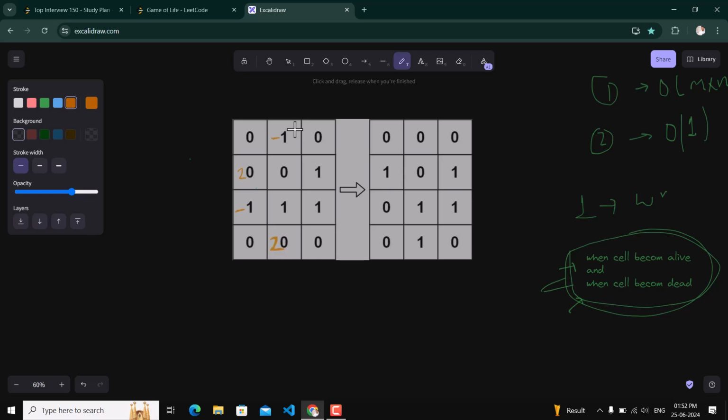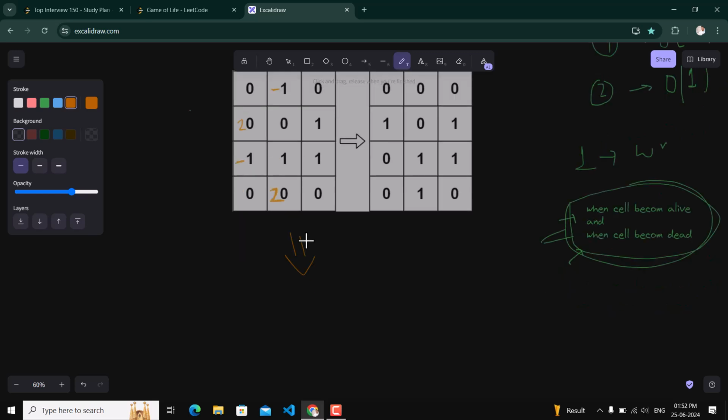So when we are done with this, in the last we can iterate over this matrix, and where we find -1, we will update that value to 0, and where we find 2 or any other value, we will update that value to 1, so we will get the resultant array. We have to take care of these 2 points, when a cell becomes alive and when a cell becomes dead.